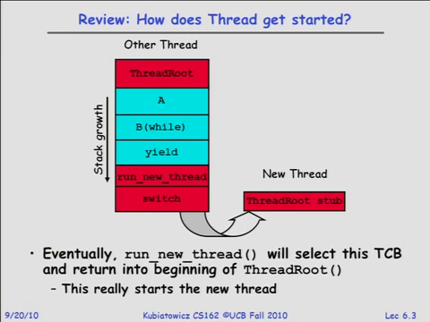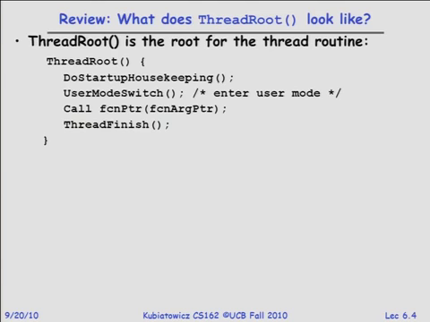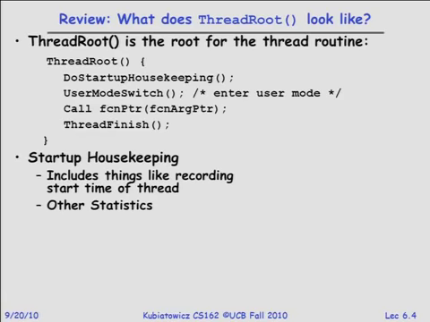So now we go to user mode, we run our function, the thread finishes, we're done. That was just the execution of the thread. Presumably, somewhere while this is executing, it executes a yield or gets switched out, and other things will run concurrently with this particular thing. Housekeeping was things like recording the start time of the thread and so on, statistics. We may talk about that a little bit later.